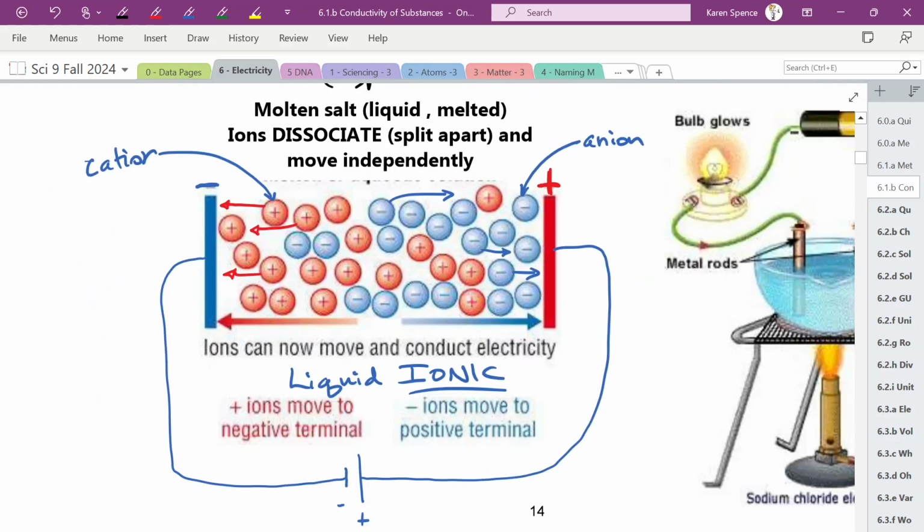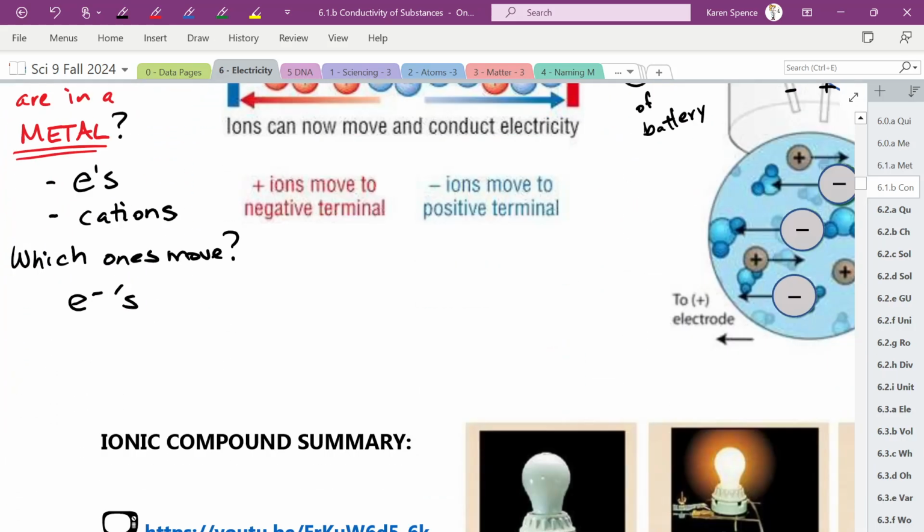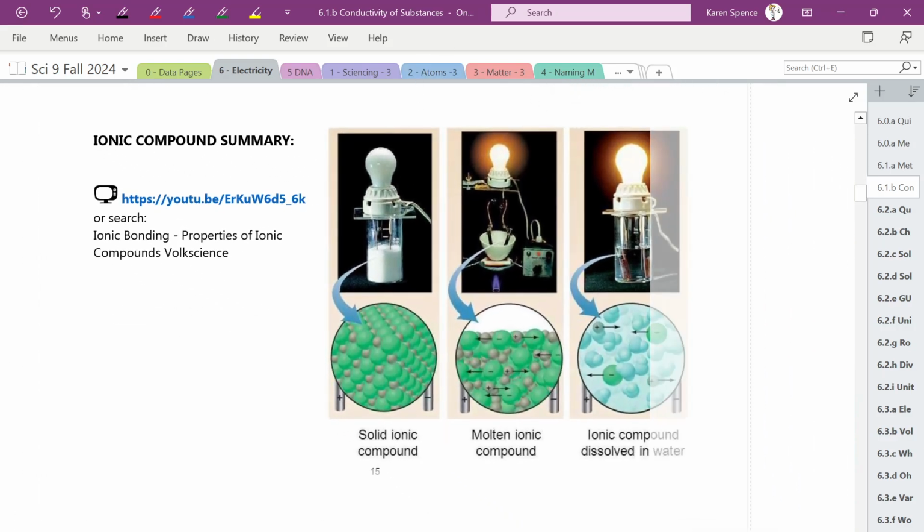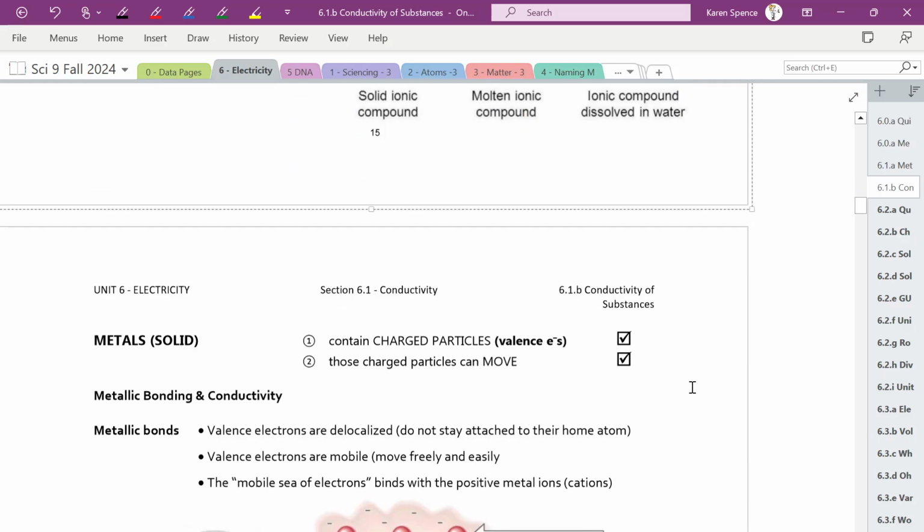Okay. Now we're on page 15, down at the bottom. Here we have a little video. Shall we watch the little video? Why not? Oh, because I don't have it linked. Never mind. We'll do that later.